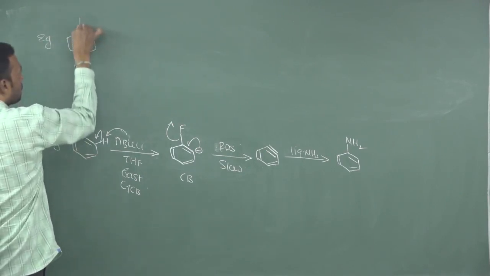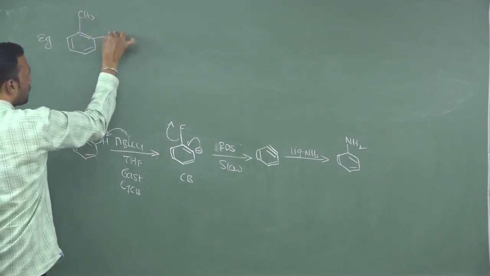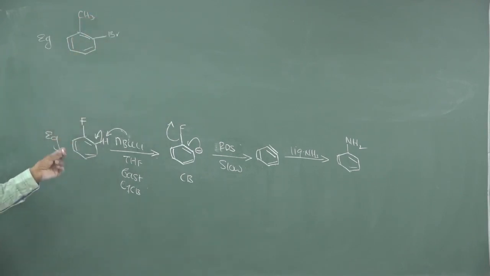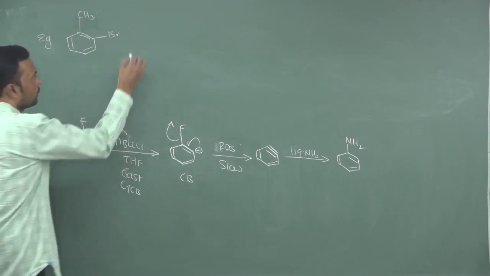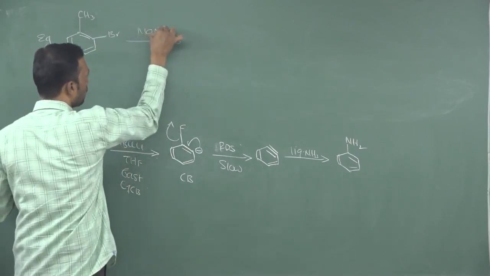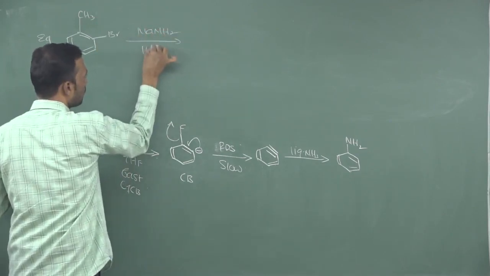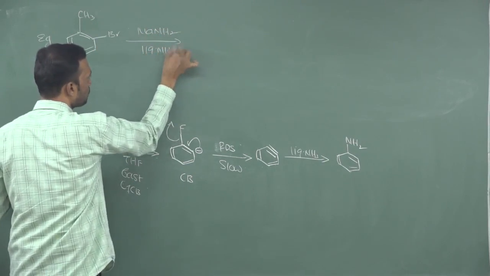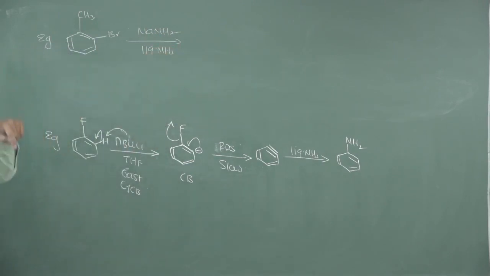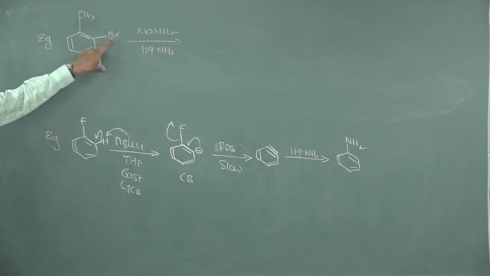So see, here I am writing a methyl group, and ortho to the methyl I have written bromine. Now they will give sodamide, liquid ammonia, like this. So how do we predict the answer? First, where will you get benzyne? On the bromine carbon, is the adjacent hydrogen there or not?